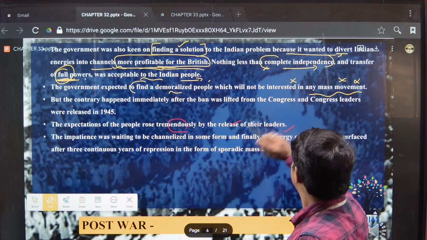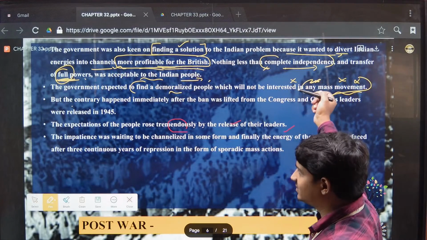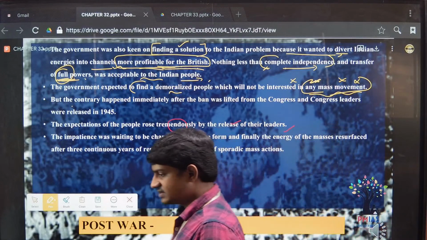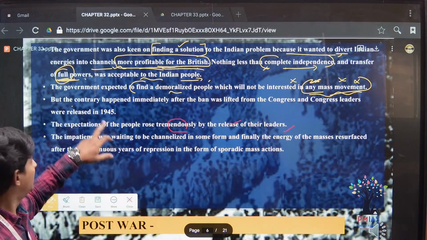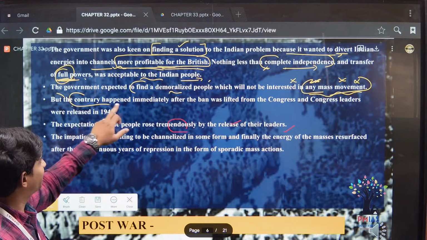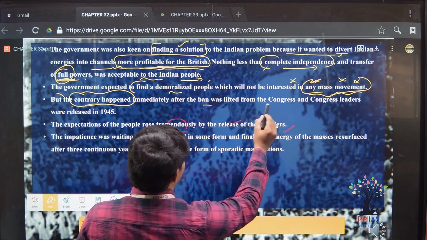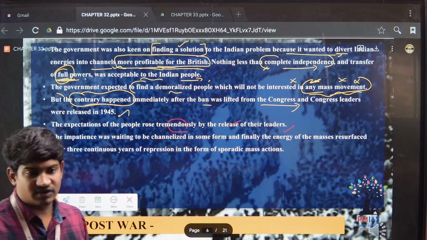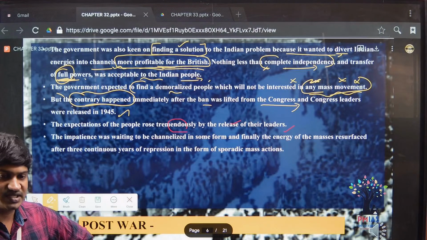Okay, so the British government was also not interested in any mass movement, what they thought is we should not force the Indians to indulge in any mass movements again. Okay, next thing, see here, but the contrary happened immediately after the ban was lifted from the Indian National Congress and Congress leaders were released in 1945. So the real intention of the Britishers is that Indian National Congress persons shouldn't enter into mass movements.